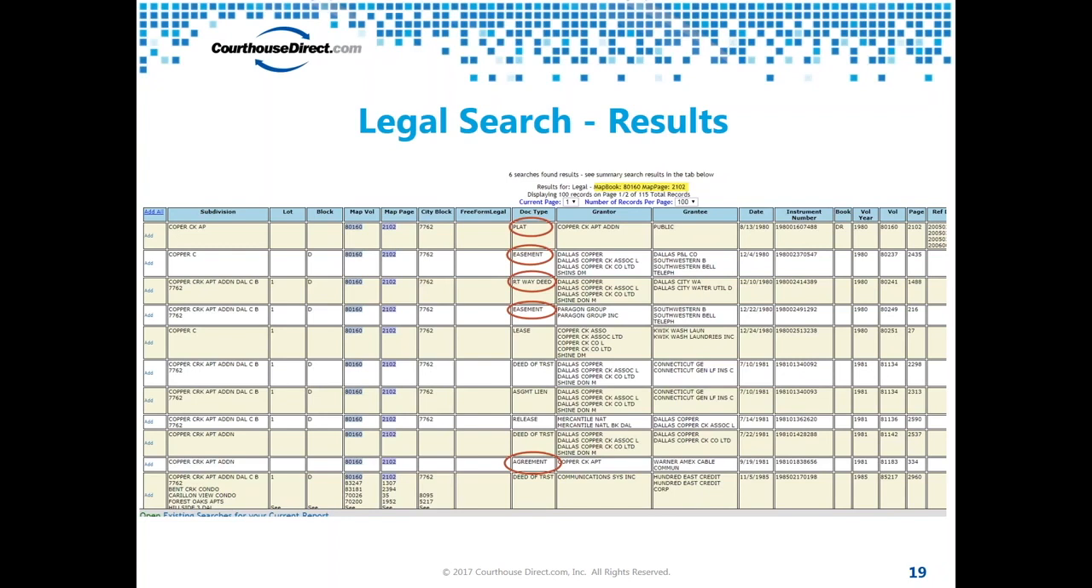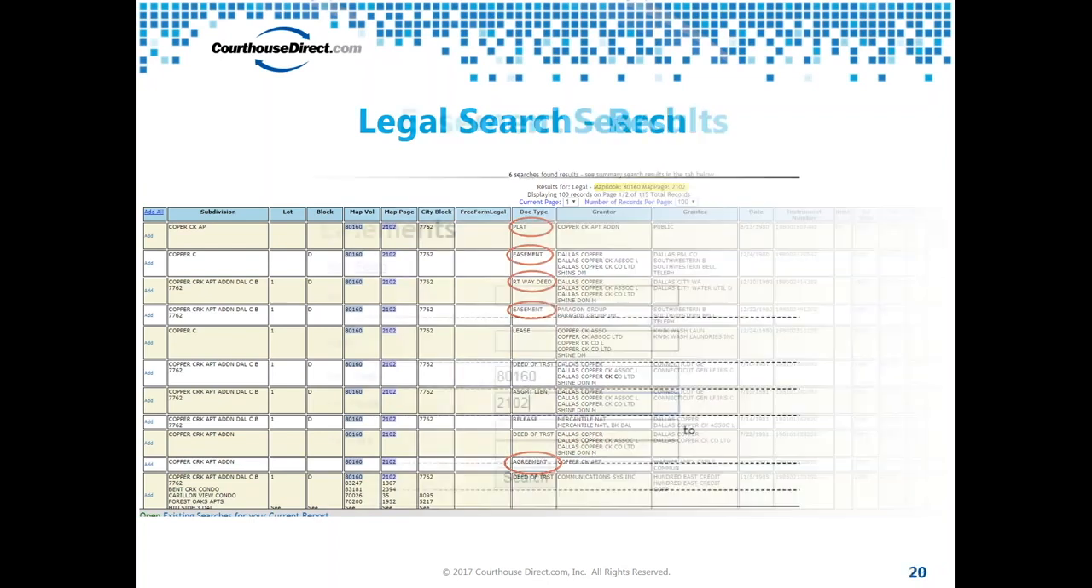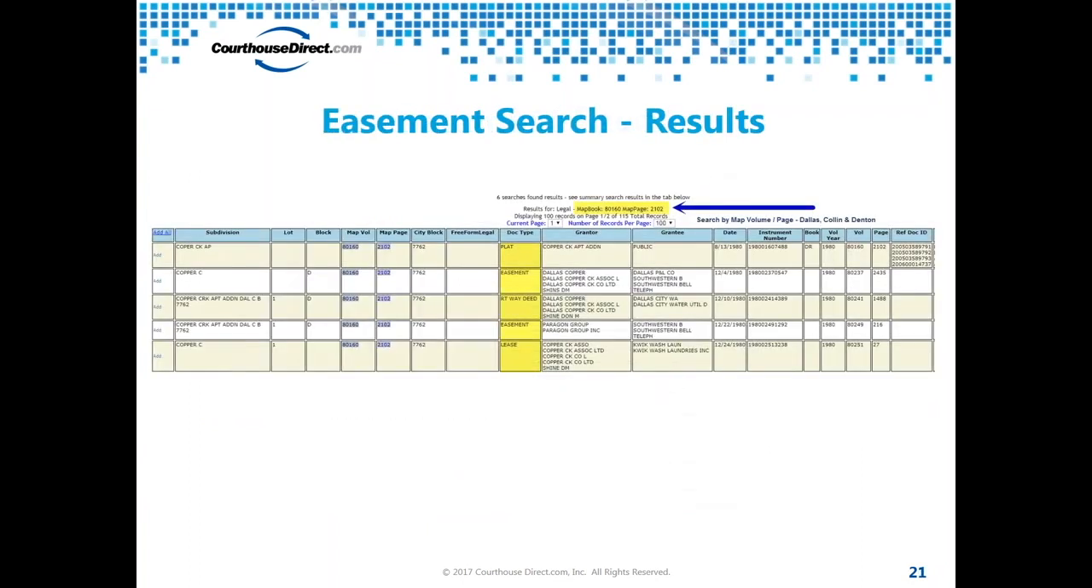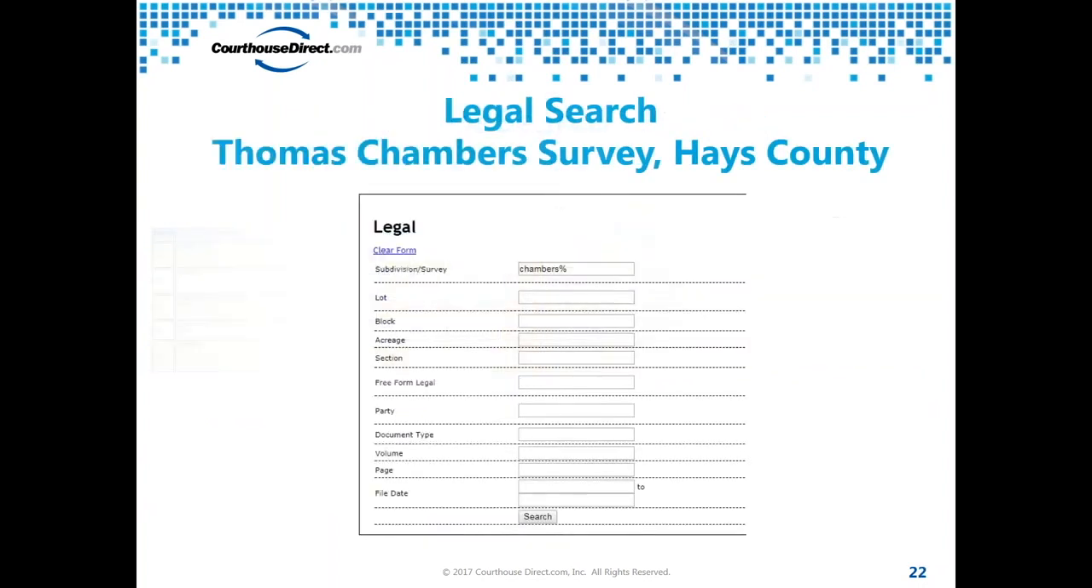You can see that the number of records that pulled up here was 115. This is an apartment complex, so there's just not a ton of records here. But I could also run a separate easement search if I like, putting in the volume and page, and then it's going to pull up just those easement records that I'm looking at.